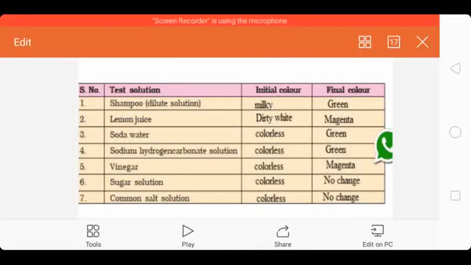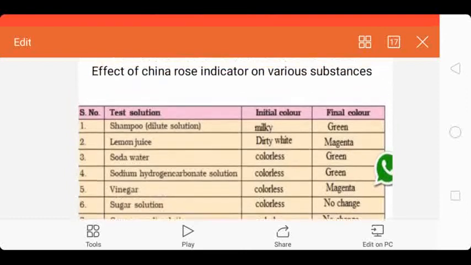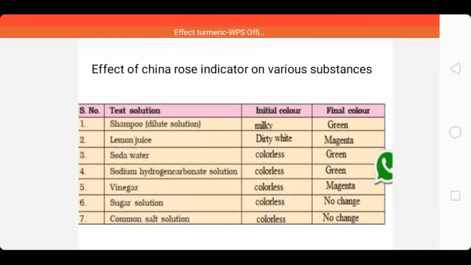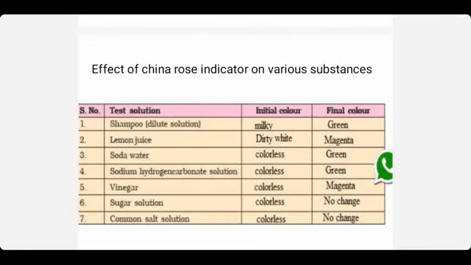Now let us understand what happens if China rose indicator is added into various substances like shampoo, lemon juice, soda water, sodium hydrogen carbonate solution, vinegar, sugar solution, and common salt solution. Okay, let's see what happens if China rose indicator is added into the solution.